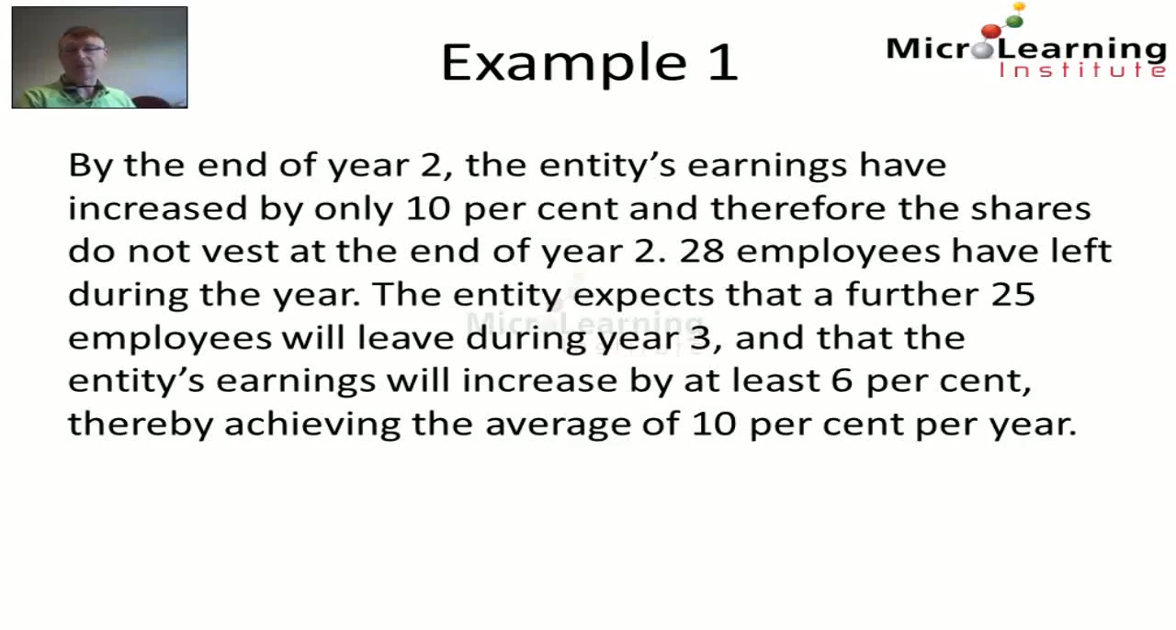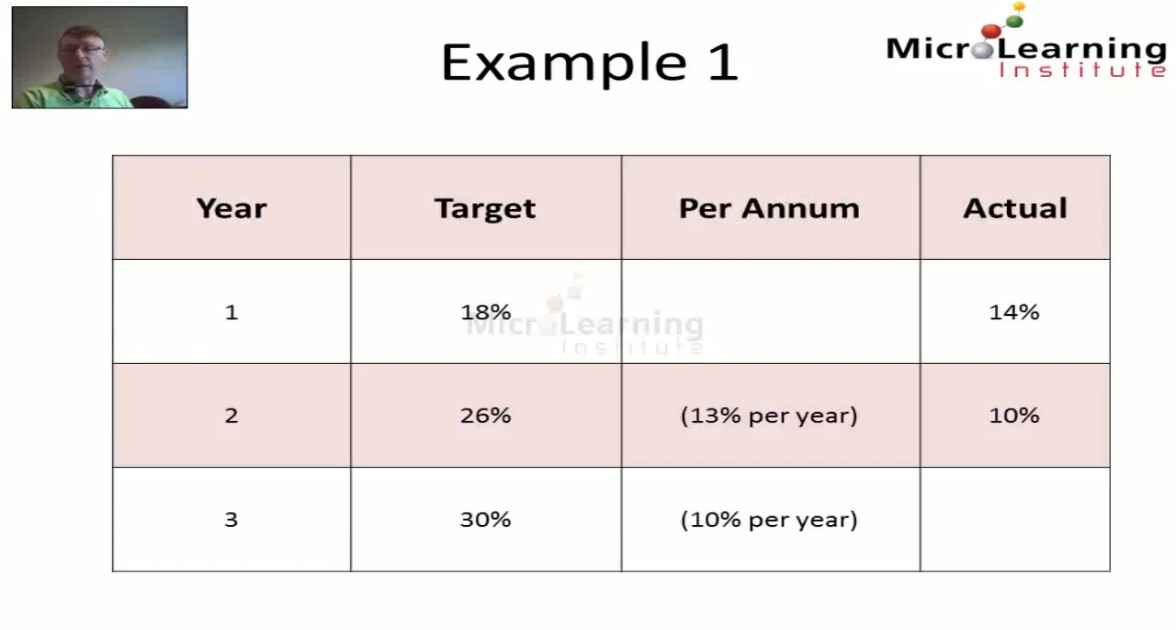So now we can see our actual performance at the end of year 2 having increased by 10%, so that's a cumulative of 14% plus 10%, which is 24%. So we haven't met the criteria of 26% that would enable us to vest these options at the end of 2 years. However, we are expecting that our earnings will increase by at least 6% in year 3, so that would mean that we would at least hit the 30% target at the end of year 3.